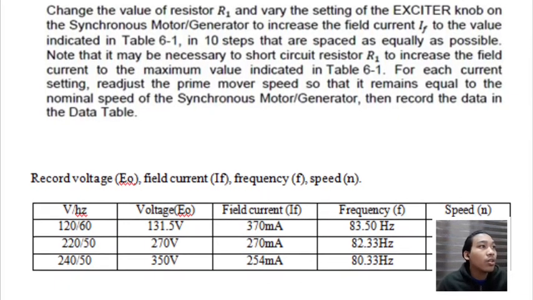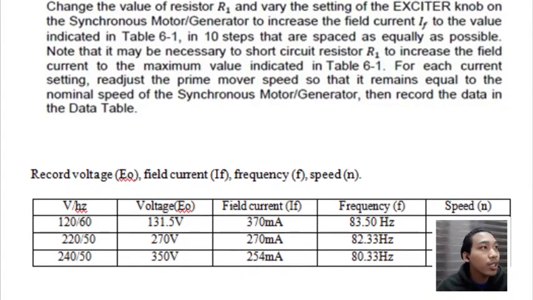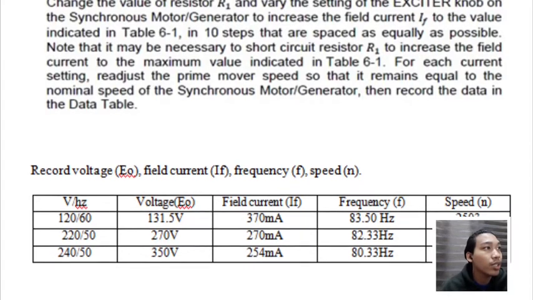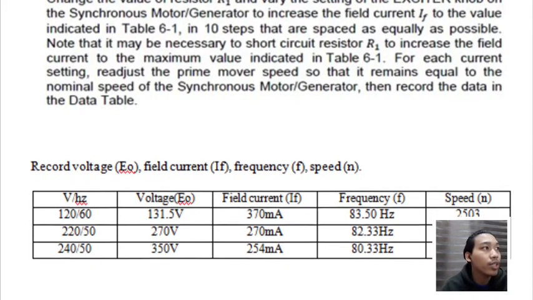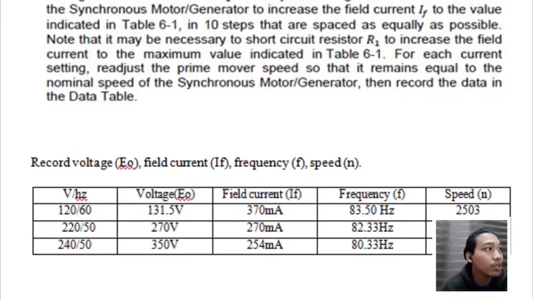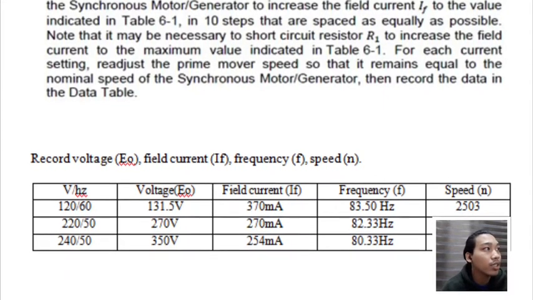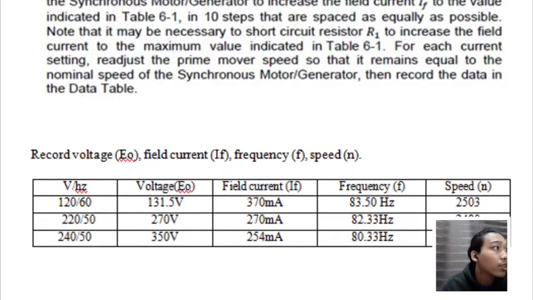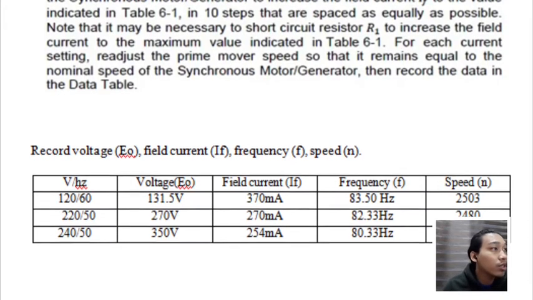So for 120 volts and 60 Hz, for the voltage we get 131.5 volts. Then the current we get 370 milliamperes, and then the frequency we get 83.50 Hz. Then lastly the speed we get 2503.